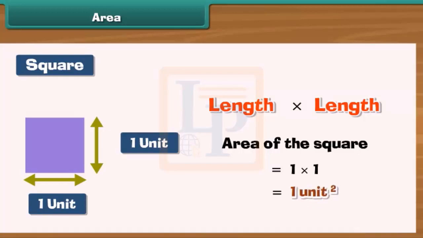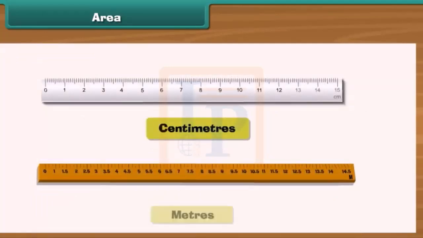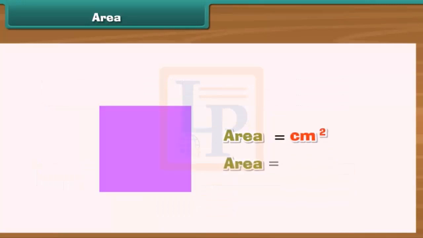Just as there is a unit of measurement of length, there is a unit of measurement of area as well. We measure lengths in centimeters or meters. Similarly, we measure areas in centimeter or meter square.